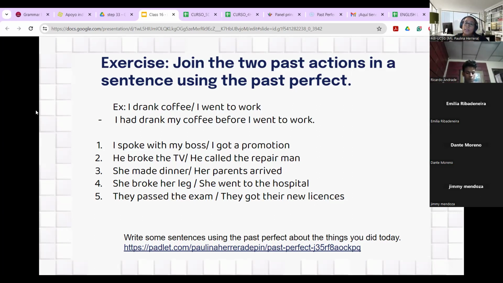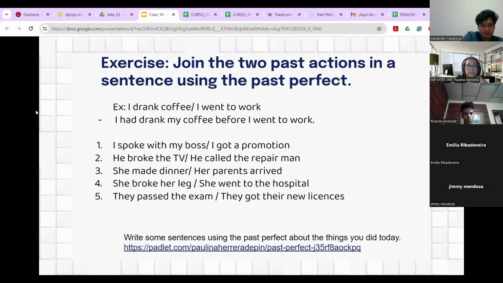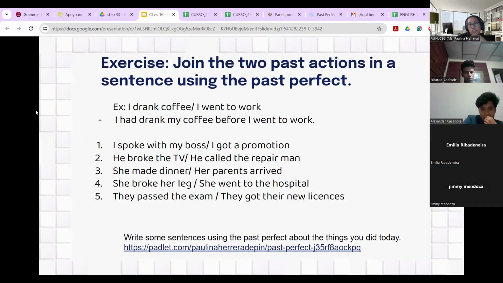The next one. He broke the TV. He called the repairman. Who can make a sentence? Alexander: He had broken the TV before he called the repairman. Okay, it's okay, but maybe a better connector could be "so" or "then", because he didn't break the TV on purpose, so that would be like the consequence. We can use "so" or "then".